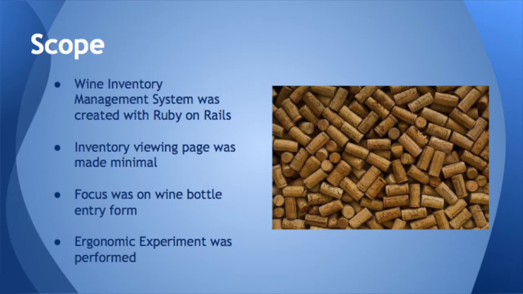For this project, I created my system with the software Ruby on Rails. Because I was learning a new type of software, I had to narrow my scope a little bit. I kept the inventory viewing page relatively minimal, while the focus was on the wine bottle entry forms. This is because many users stop using these types of inventory systems because the entry process is too tedious. This led me to coming up with an ergonomic experiment for those entry forms, which allows me to tie in the industrial engineering principles that I've learned here at Cal Poly.